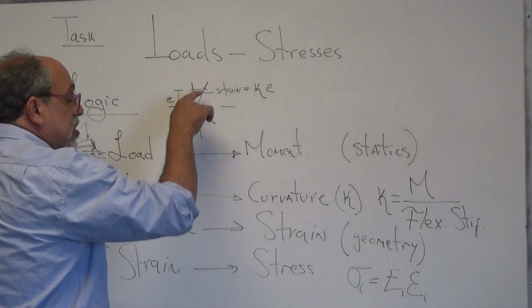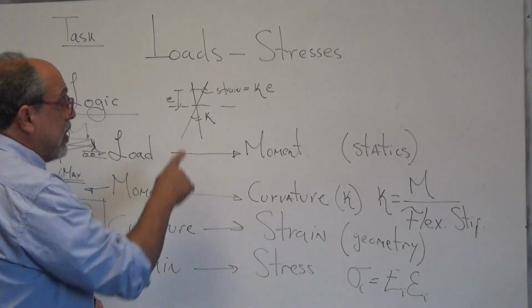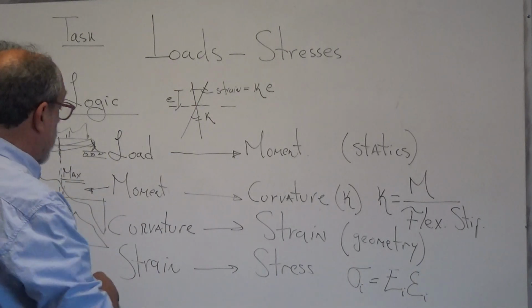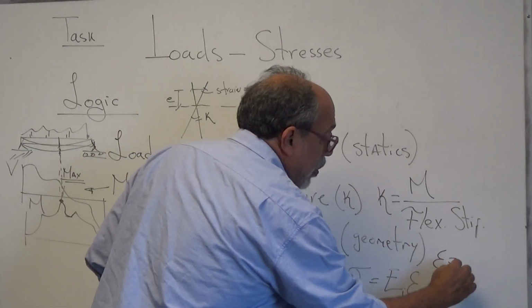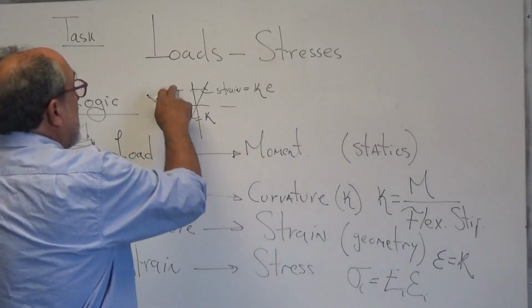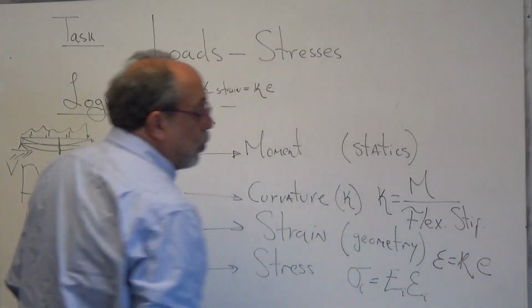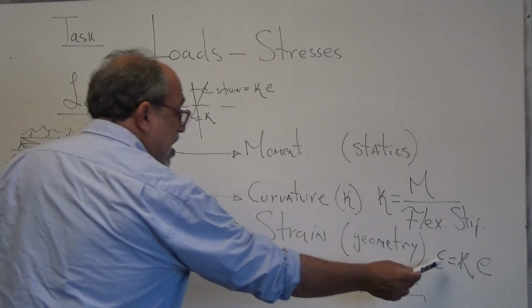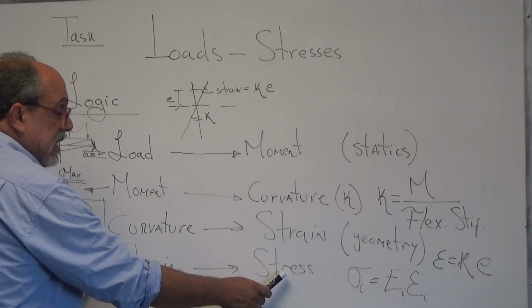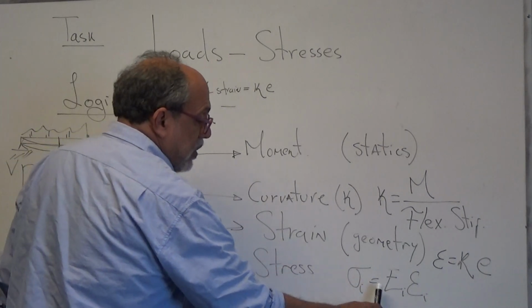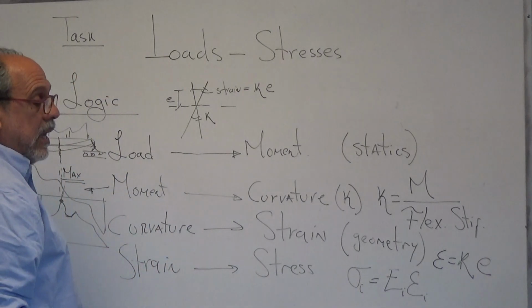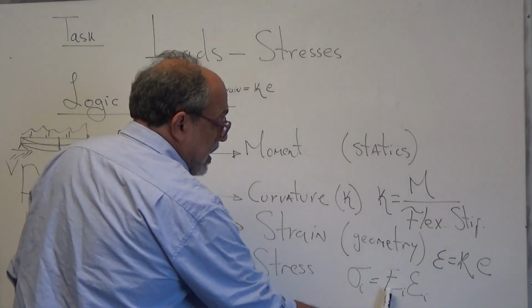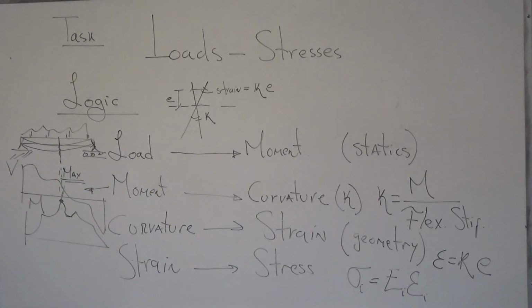So I will calculate the strains by simply multiplying the curvature times the distance. So you can see that strain is going to be curvature times distance to the point of interest where you want the stress. So kappa times y. And once we have the strain, then we want the stress, and for that we simply apply the relationship between stress and strain for uniaxial stress field, which is simply multiplying by the modulus of elasticity at that point. Okay?